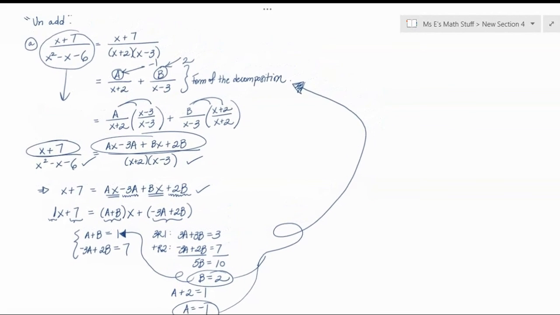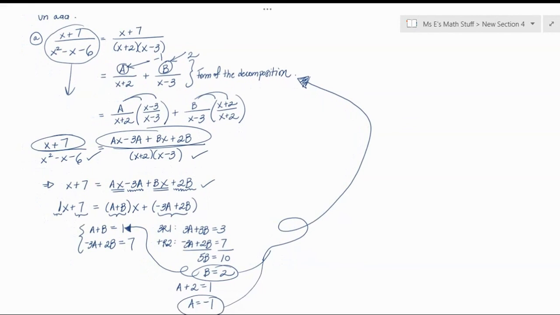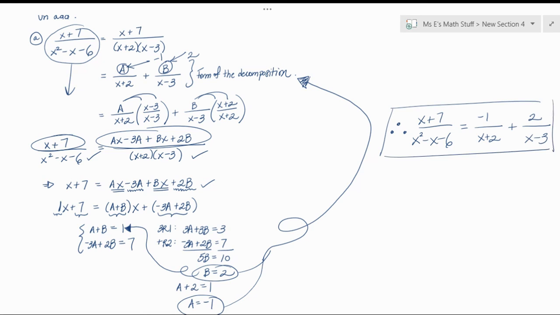So my conclusion at this point would be, therefore, the fraction x plus 7 over x squared minus x minus 6 came from adding -1 over x plus 2 plus 2 over x minus 3. Fraction decomposed, aka unadded.